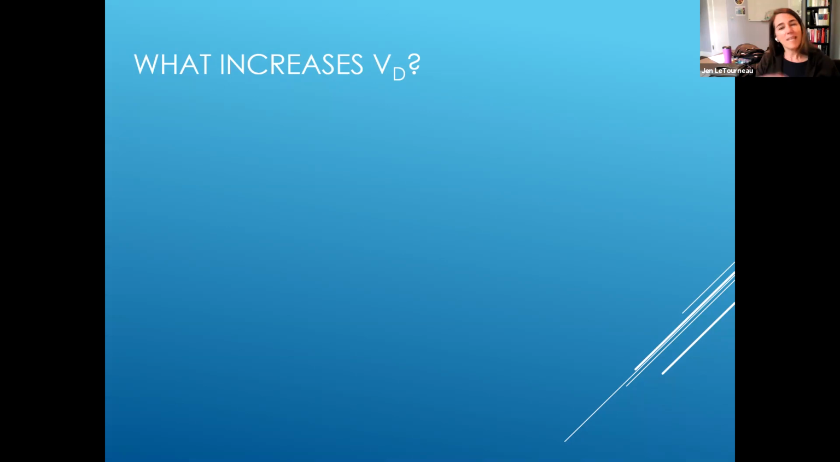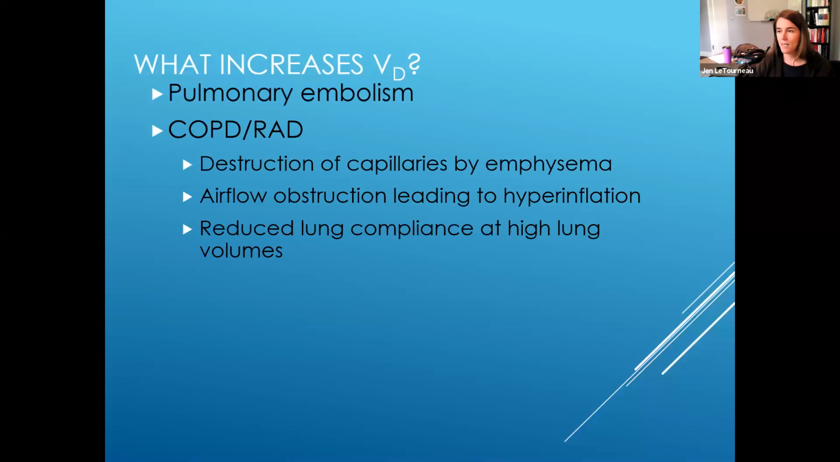ARDS, yeah, so thinking about things that we do to people on the ventilator who have ARDS. All right, I have to guess what I'm thinking game is great when you have to guess what I'm thinking. So, of course, pulmonary embolism, COPD and reactive airway disease.